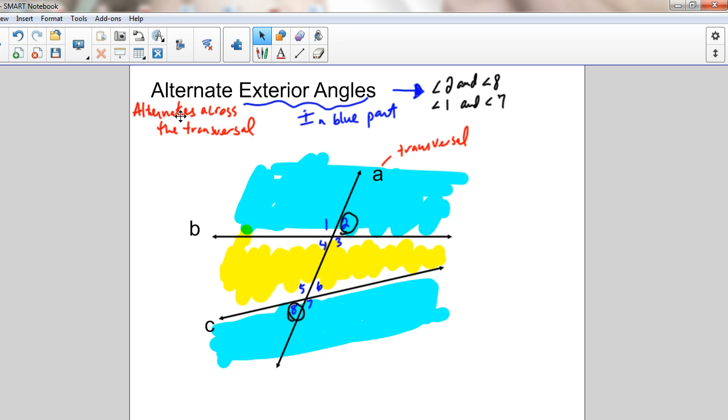Alternate exterior angles, so it alternates across the transversal, and it's on the exterior of lines B and C, so that makes it in the blue part. So an example would be 2 and 8. Also 1 and 7, as it says right here.